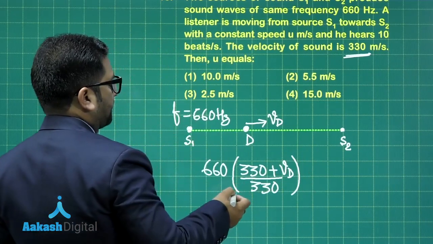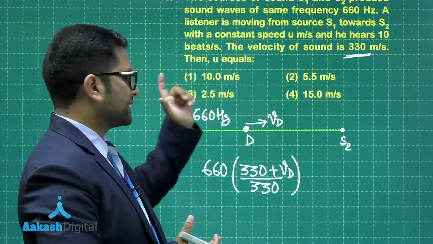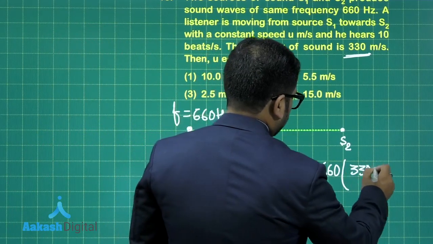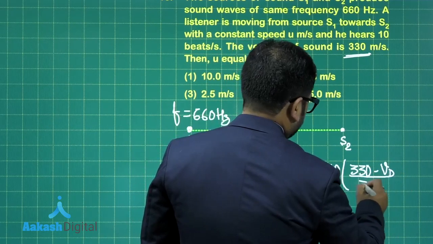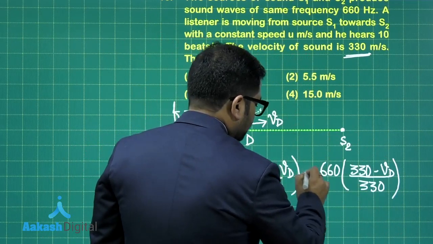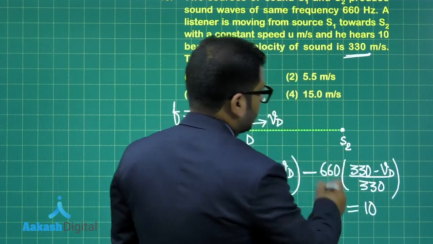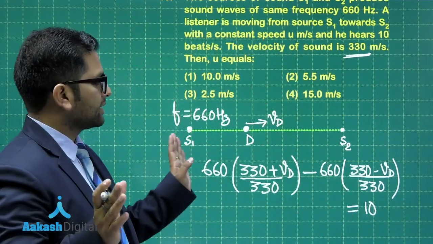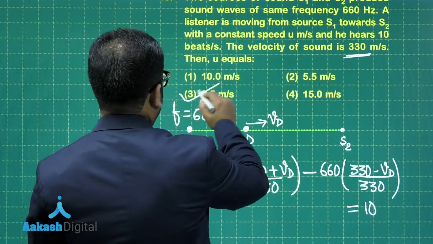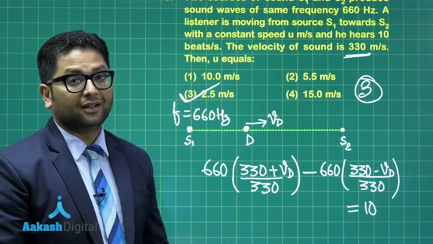And second, let's calculate the frequency registered by detector from the frequency produced by S1. That's 660 multiplied by 330 minus Vd upon 330. So one is this frequency, other is this frequency. The subtraction of these frequencies is called the beat frequency, and that has to be equated to 10 as per the given question. Rest is straightforward. You can easily calculate the value of speed. You do that, you would get 2.5 meter per second. So option number 3 is the correct one. Let's move to the next.